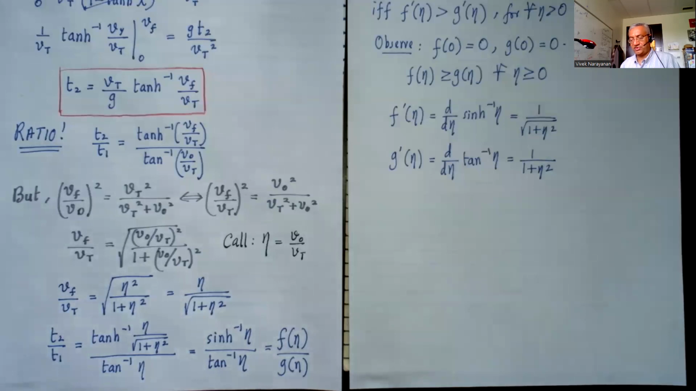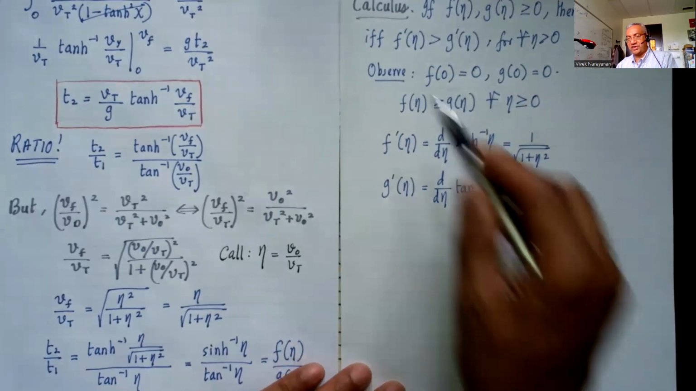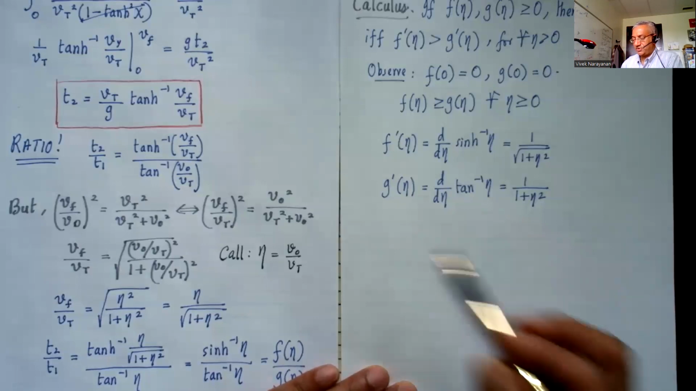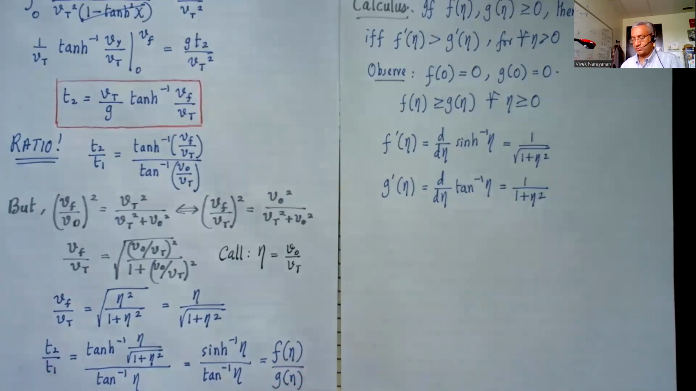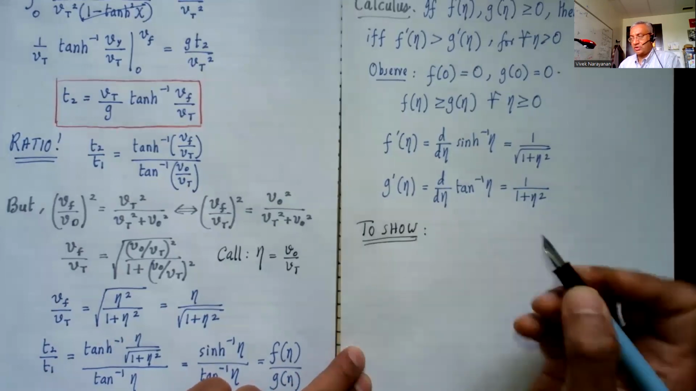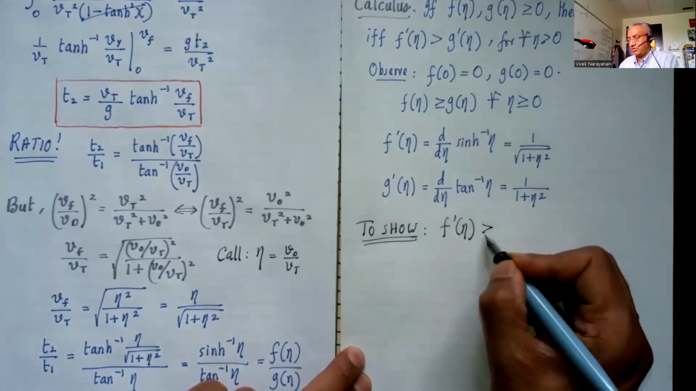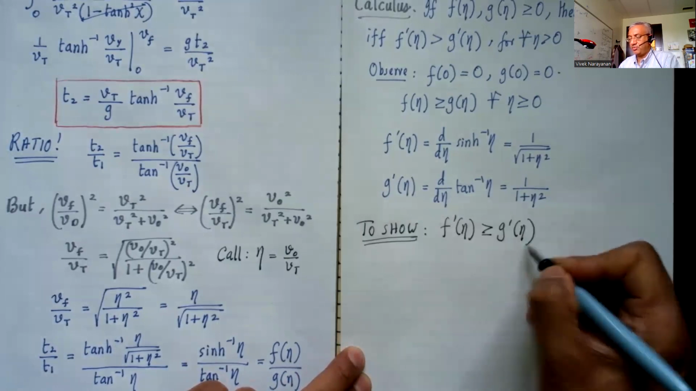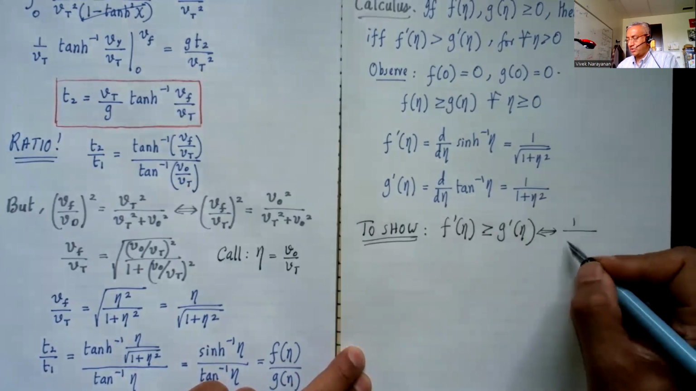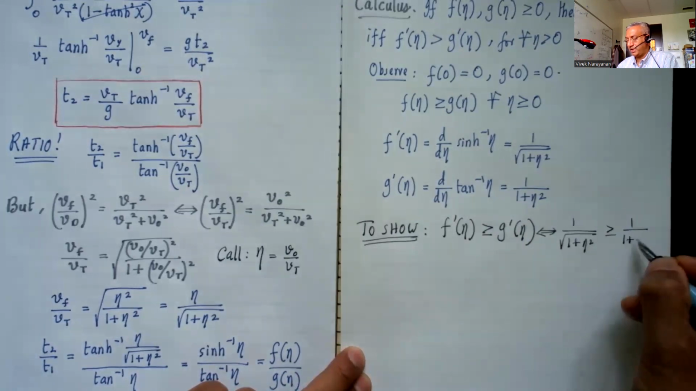All we have to now do is to establish that the derivatives are monotonically increasing in that fashion. So that's what we have to show. So let's establish that. To show that f prime eta is bigger than or equal to g prime eta, what does it boil down to? It boils down to showing that 1 over root 1 plus eta squared is bigger than or equal to 1 over 1 plus eta squared.